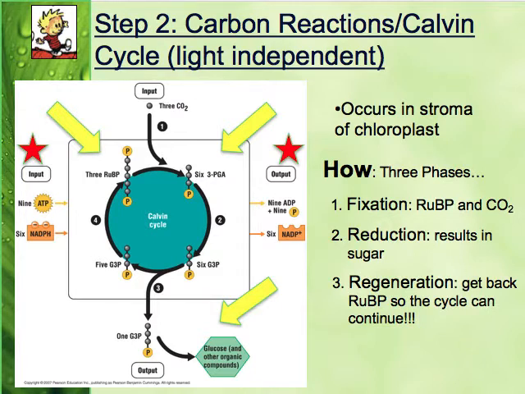And remember, in chemistry, a reduction means a gain of electrons. We're going to be reducing these 3-carbon compounds by electrons that were carried in the NADPH. This is going to result in sugars actually being produced. The final stage is regeneration. This allows us to get back RuBP so that the cycle can indefinitely continue as long as carbon dioxide is available. So regeneration means that we are going to regenerate RuBP so that we don't run out of it in the chloroplast.